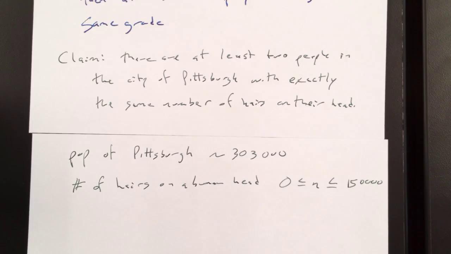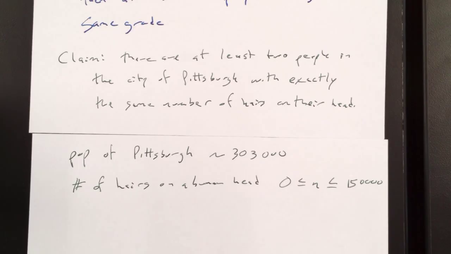Line everybody up by how many hairs they have on their head. We're going to paint numbers from 0 to 150,000 on the ground. We're going to count people's heads and stand in place. I have to have at least 2 people standing on the same number, even if I don't find bald people. I don't need to find them to know it has to be true.